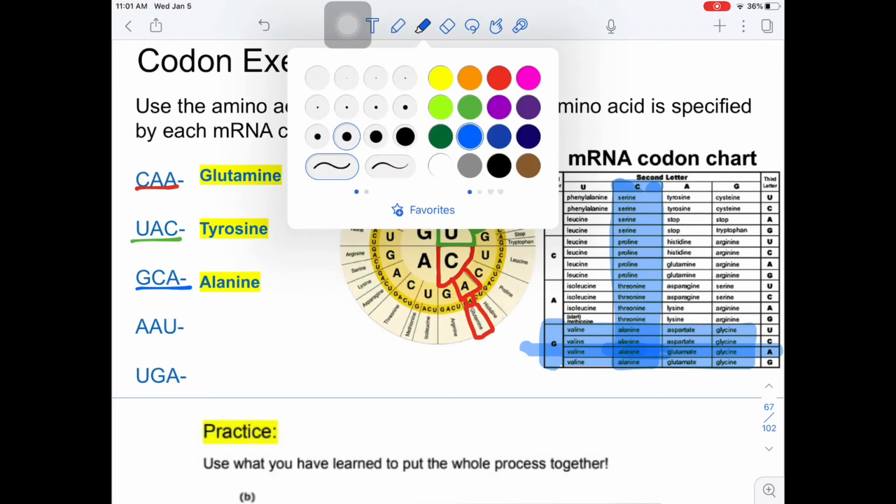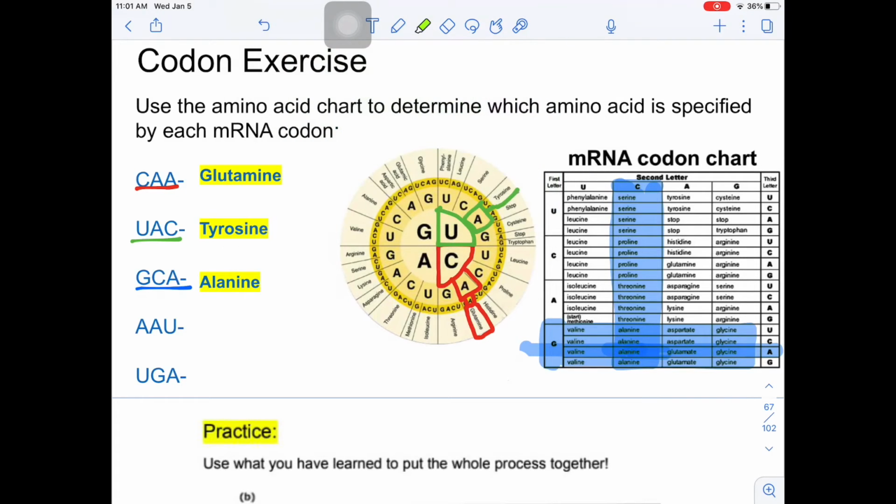AAU. Let's start with the A. Any of these. Then we have another A for our second letter. And then we have the letter U over here. So where all three rows intersect is asparagine. Kind of looks like asparagus in my mind. Now the last one, UGA.